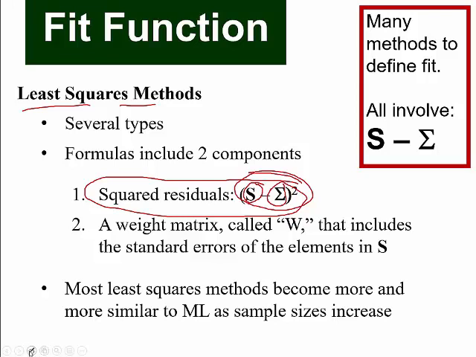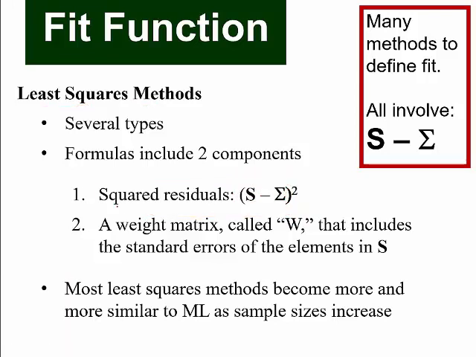But a least squares method is also going to add one other thing. It's going to look at each of those residuals, each of those components in our variance-covariance matrix, that is each variance and each covariance, and it's going to make a decision about what is the standard error of that element. So if I'm looking at a covariance between two items, what is the standard error of that covariance?